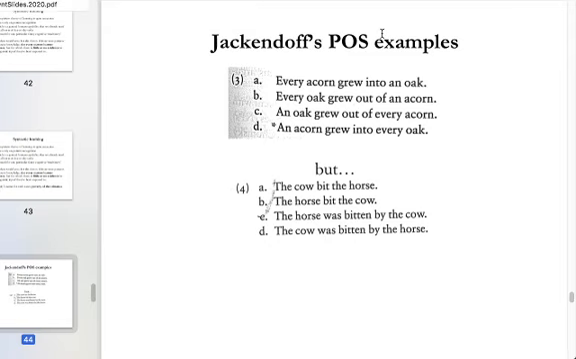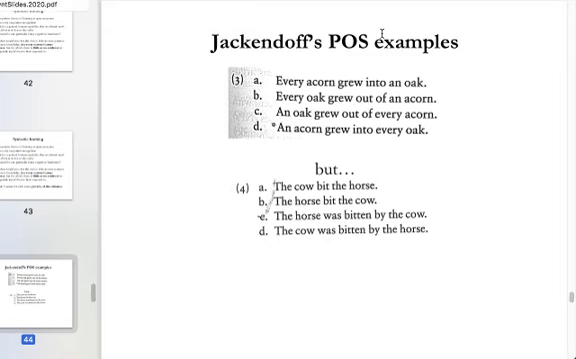But in 3D, for whatever reason, we can't do this, right? So an acorn grew into every oak. That can only carry the nonsensical meaning with the surface scope that we see in the sentence, where the existential quantifier is high and the universal one, every, is low here. So the only meaning that can correspond to that is there exists a single acorn such that for every single oak tree in the world, that one acorn eventually grew into every single oak tree in the universe, which really doesn't make much sense. That's why there's an asterisk here.